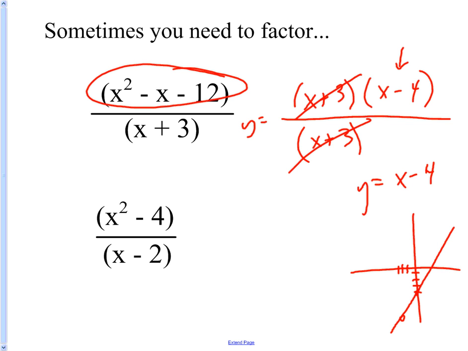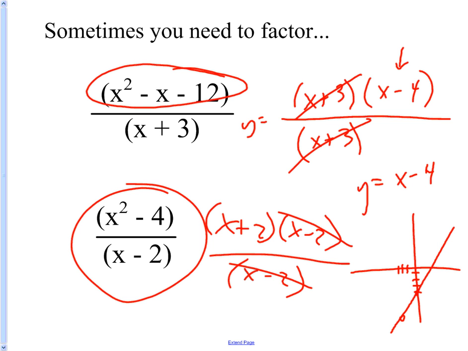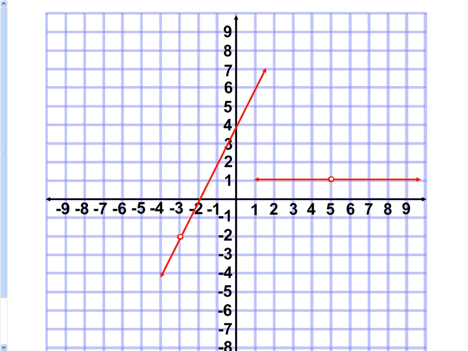Okay, let's look at this one. How do I think I should start? Factor it. So if I factor it, I get x plus 2, x minus 2, and then x minus 2 on the bottom. See how it cancels, and that makes a what? A hole. And so it's y equals x plus 2, normal straight line, with a hole at x is what? 2.